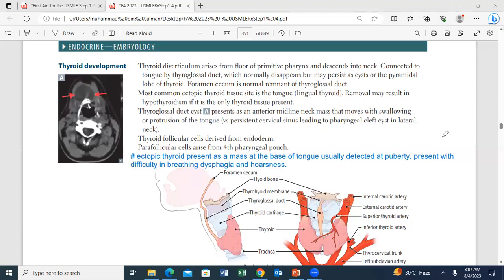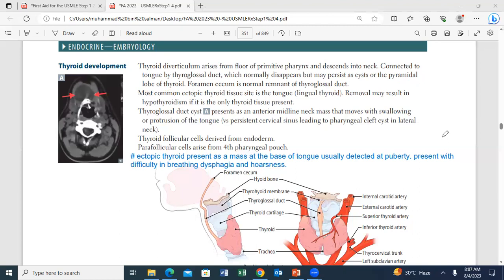The first remnant is the point of origin, from where the thyroid gland started its descent, and that is a foramen at the tongue called the foramen cecum. The second remnant is the pyramidal lobe of the thyroid. So in a normal person, there is no other remnant. Now there can be abnormalities in this development.